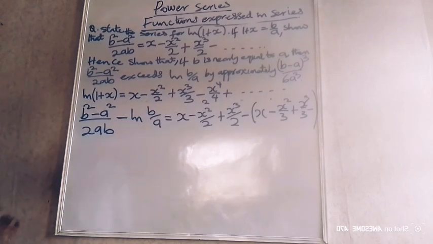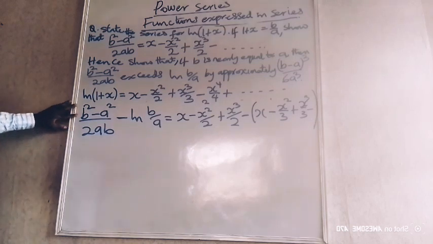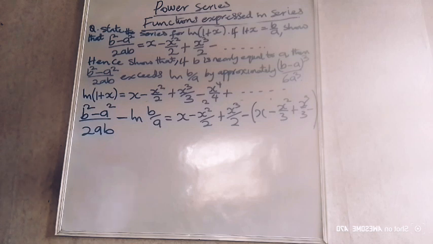Now let's see the difference between b squared minus a squared over 2ab minus ln b over a. We have established that b squared minus a squared over 2ab is x minus x squared over 2 plus x cubed over 3, and goes on like that. And ln b over a being ln 1 plus x is going to give us x minus x squared over 2 plus x cubed over 3 minus x raised to power 4, and continues like that.